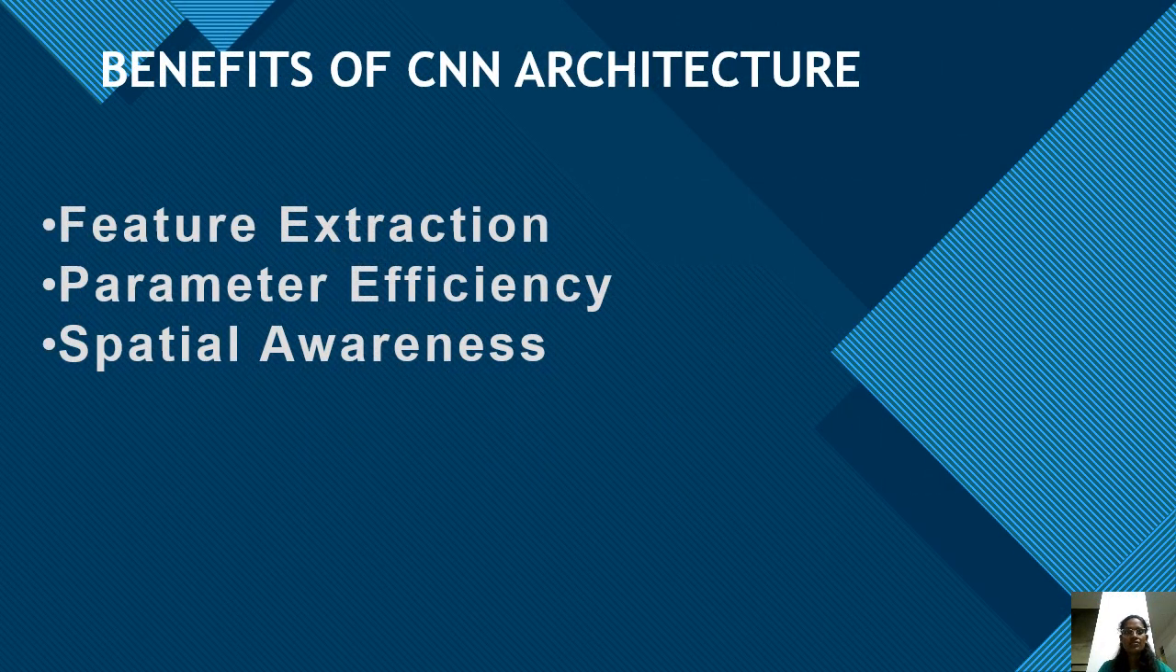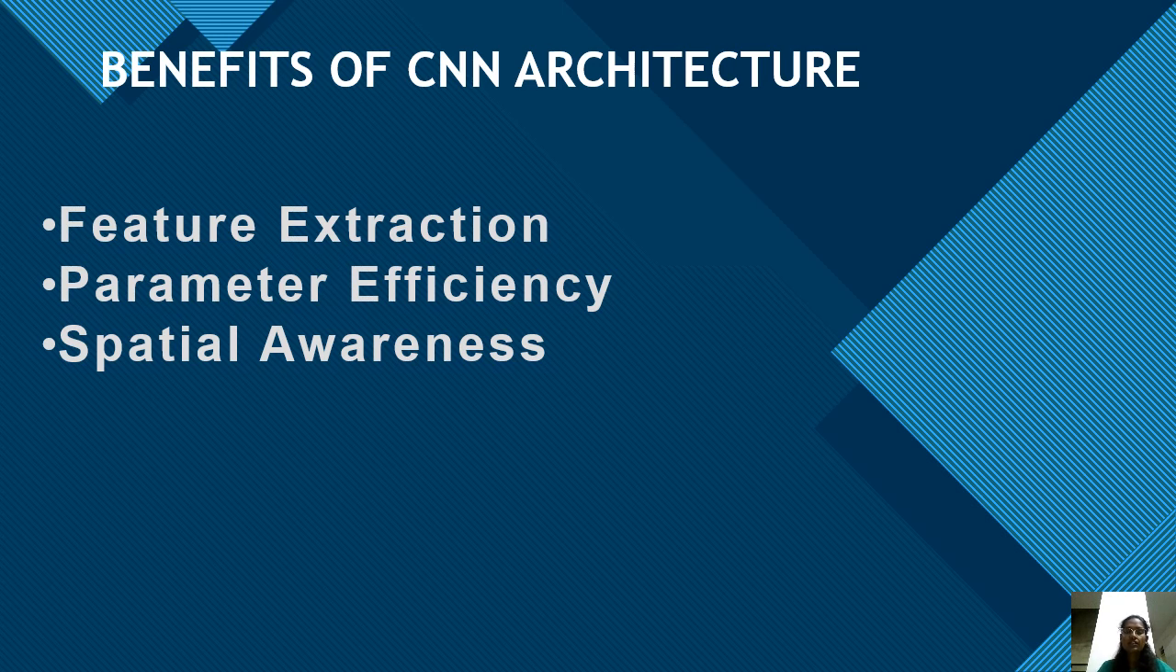Next, the benefits of CNN architecture. There are three benefits of CNN architecture here: feature extraction, parameter efficiency, and spatial awareness. Firstly, feature extraction. By design, CNNs automatically learn the relevant features from the input data, removing the need for manual feature engineering. This is feature extraction, which is otherwise a tedious process.